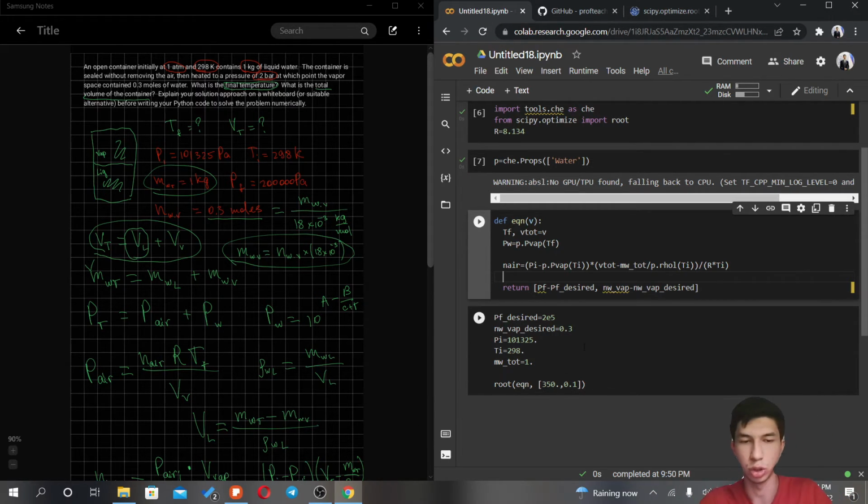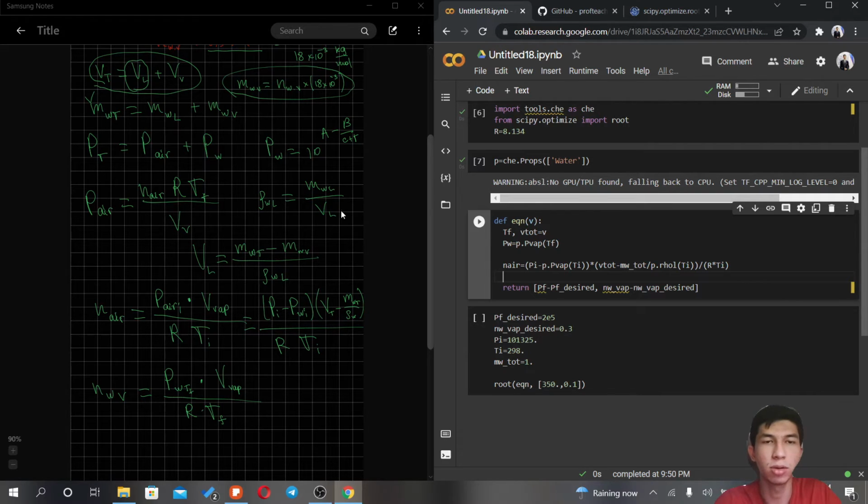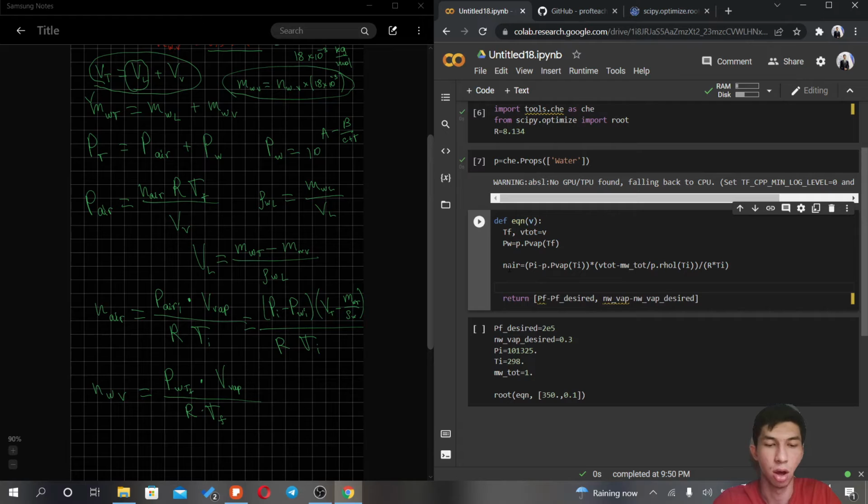let's just not use that. So we can solve for the volume of the liquid first. Okay, let's use this equation now. We know that the volume of the liquid depends on the density of the water in liquid state and the mass of the water in liquid state. So the volume of the liquid is equal to the mass of the water in liquid state divided by the density of the water in liquid state, which is determined by the CHE tools, right? So we'll just put in the final temperature.